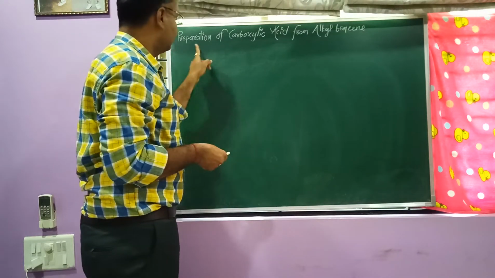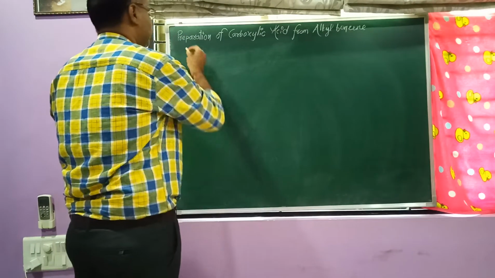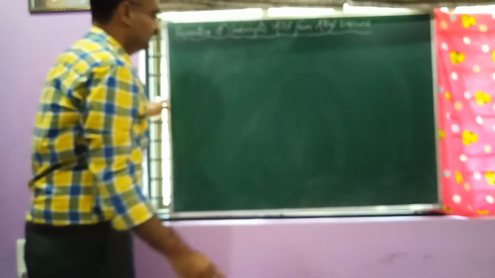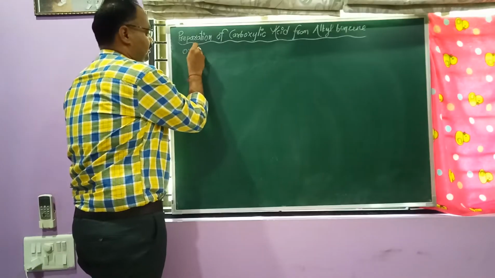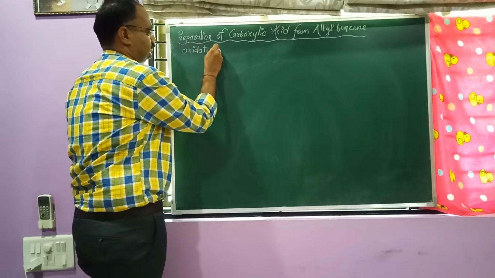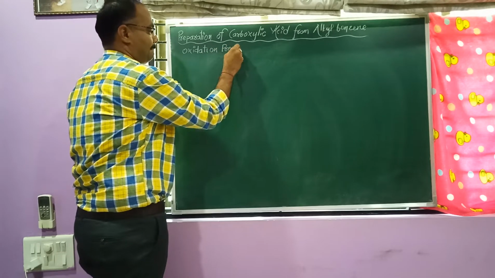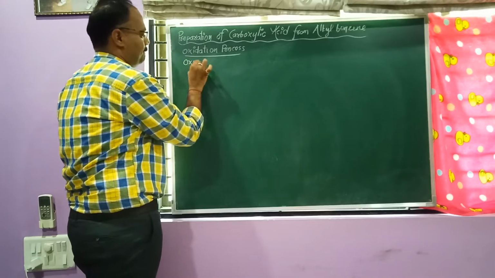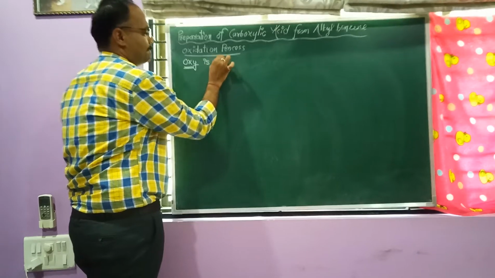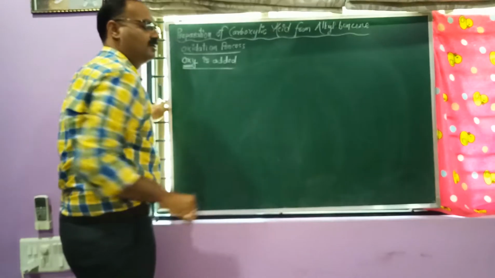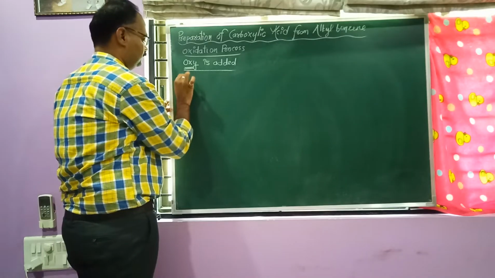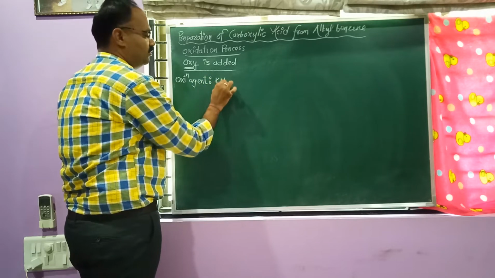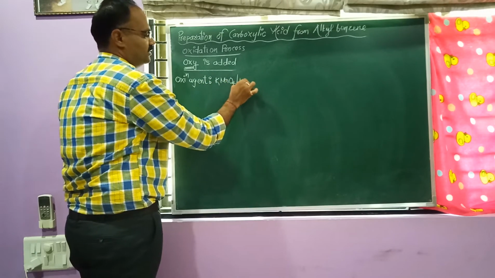Hello friends, in this topic we discuss preparation of carboxylic acid from alkyl benzene. This is an oxidation process. In this reaction oxygen is added. The oxidizing agent is KMnO4/KOH in presence of heat.